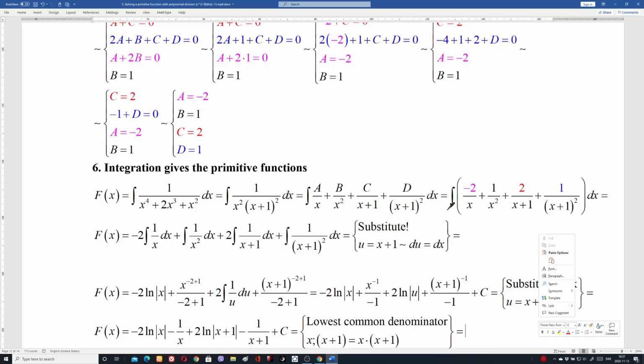And after that, I take integral for all of them. The first one, this minus 2, I'm taking in front of integrals. Inside the integrals, I have a 1 divided by x dx. The second integral is 1 divided by x power 2 dx, which is this one here. This one I'm putting here in front of the integral, and inside of integral I have 1 divided by x plus 1 dx. And the third integral plus 1 divided by x plus 1 power 2 dx.